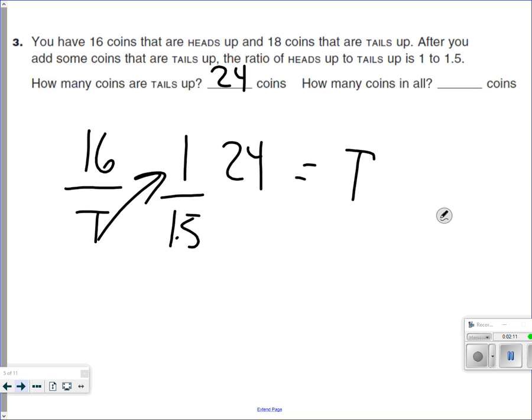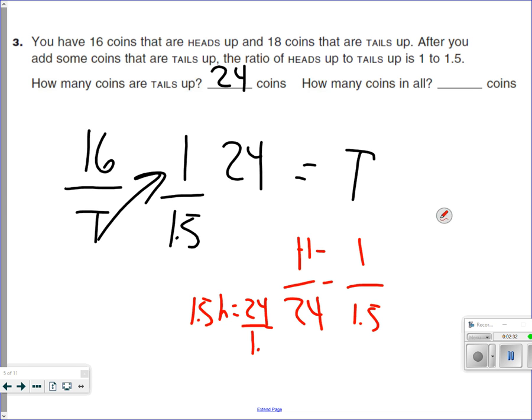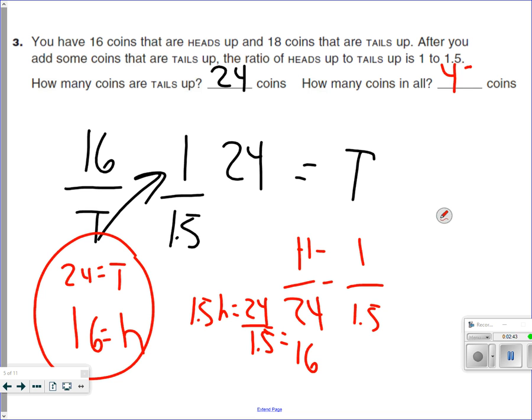So let's look here closely. We have 24 down here. We're trying to find out how many heads we have. I apologize. 1 to 1.5. Let's do the math. We have 1.5 over here. T equals 24. 24 divided by 1.5 equals 16. So we have 16 that are heads, 24 that are tails. Altogether, when I add these up, I get 40 coins.